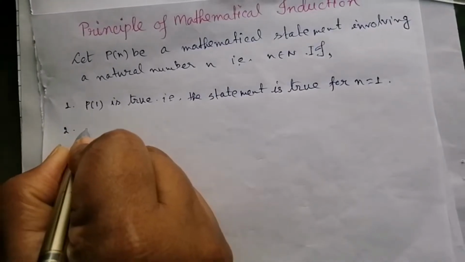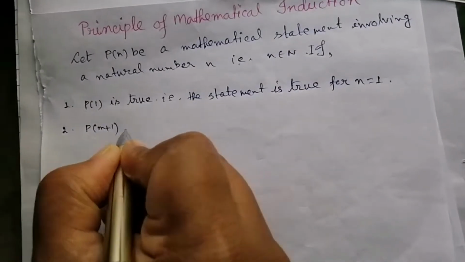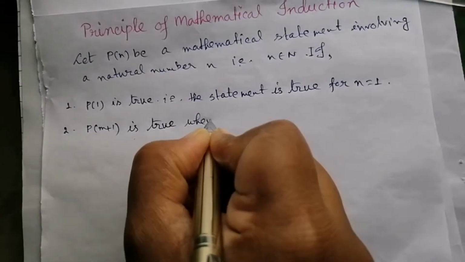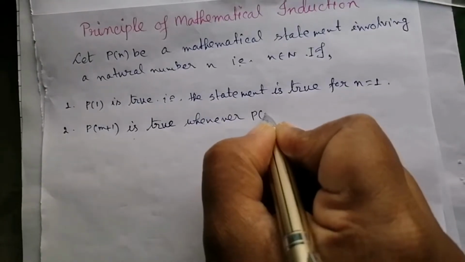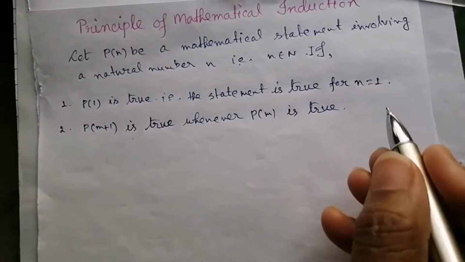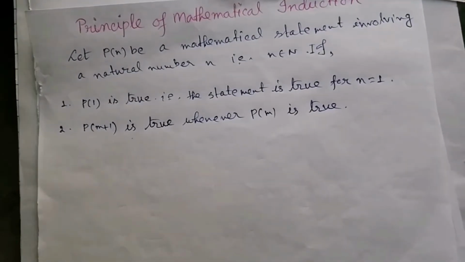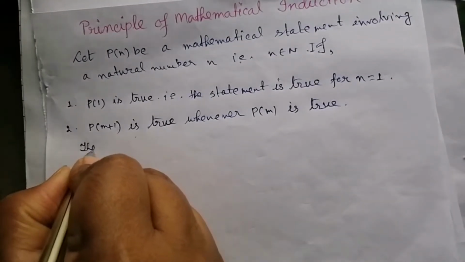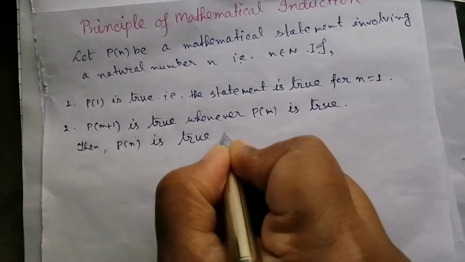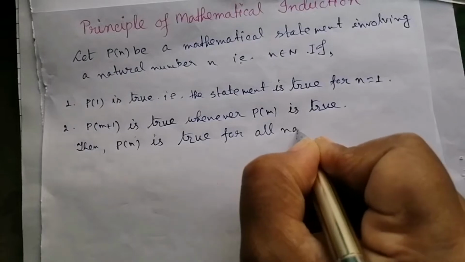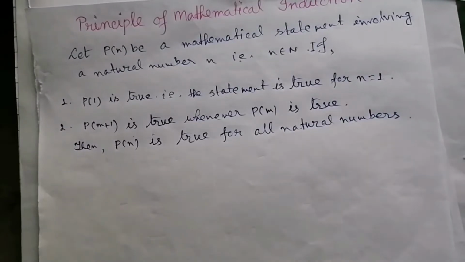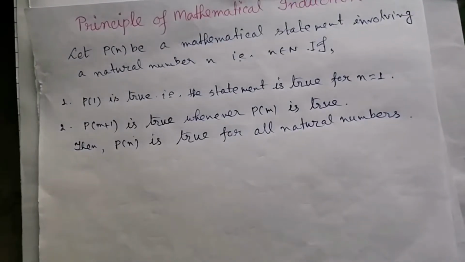Number 2, P(m plus 1) is true whenever P(m) is true, where m and m plus 1 are natural numbers. Then we say that P(n) is true for all natural numbers. This is the principle of mathematical induction.